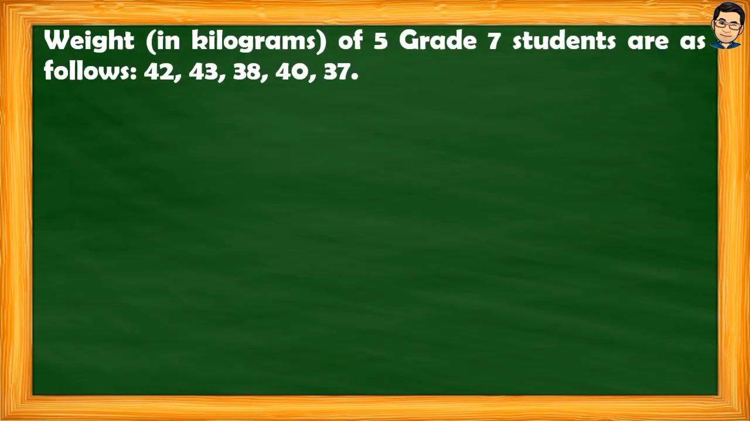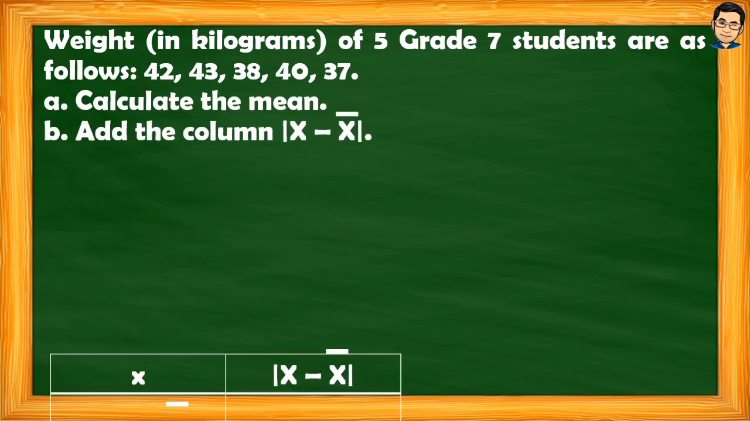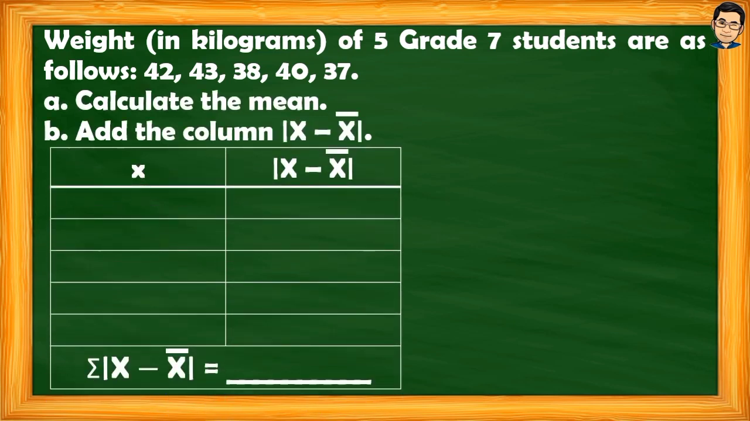So let us have an example. We have here weight in kilograms of 5 grade 7 students are as follows. So yun yung mga timbang. So yung first step natin, calculate the mean, yung average weight. So to do that, let's apply the formula. So x bar is equal to summation of x over n. So add natin yung mga timbang. So 42 plus 43 plus 38 plus 40 plus 37 over the number of students, 5.